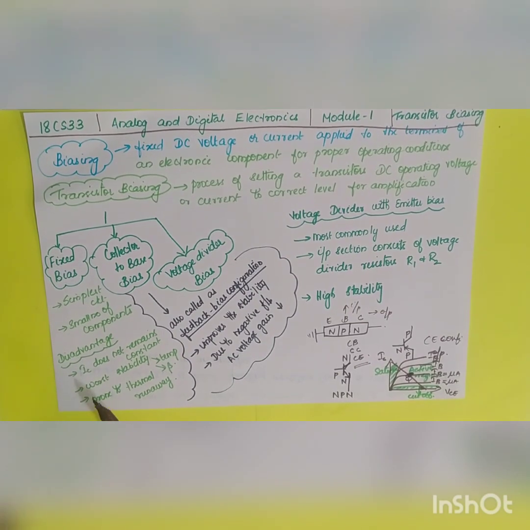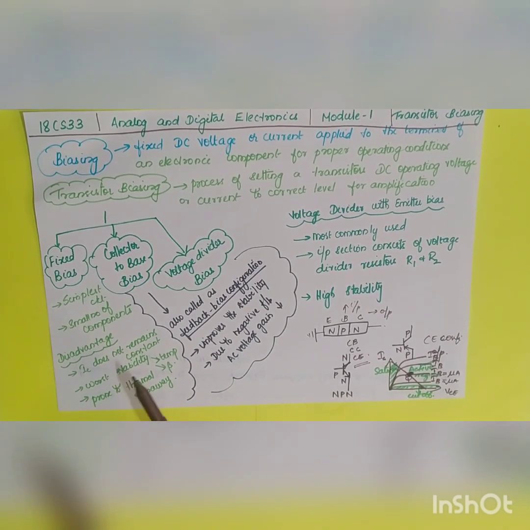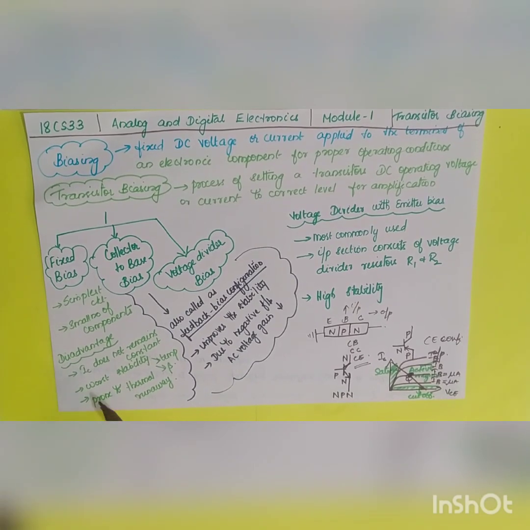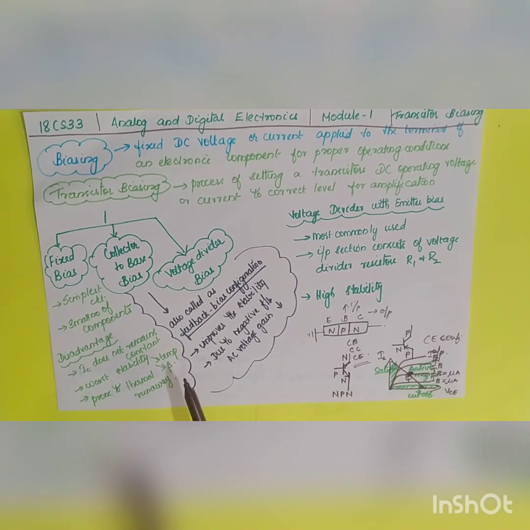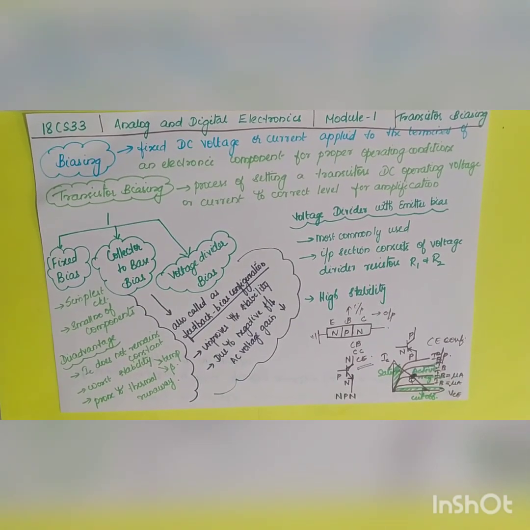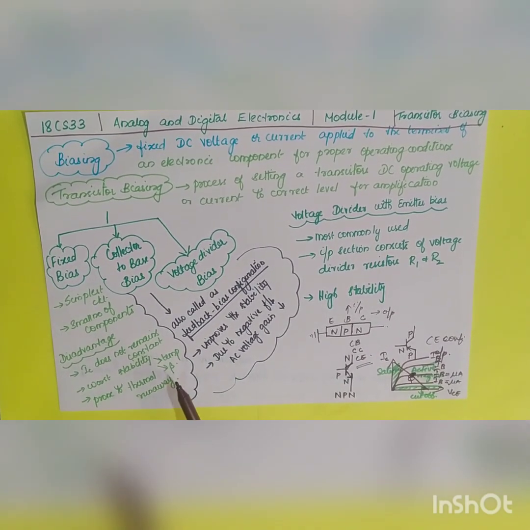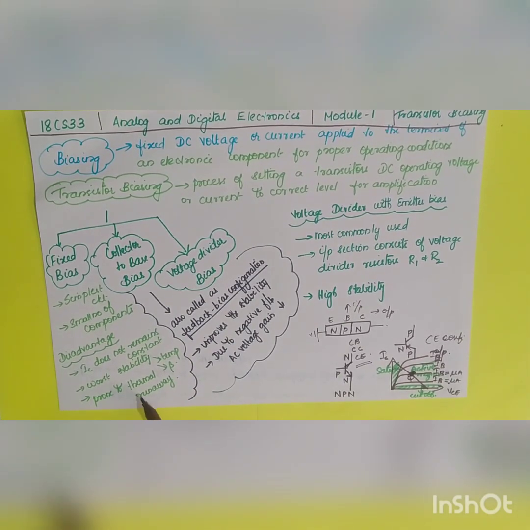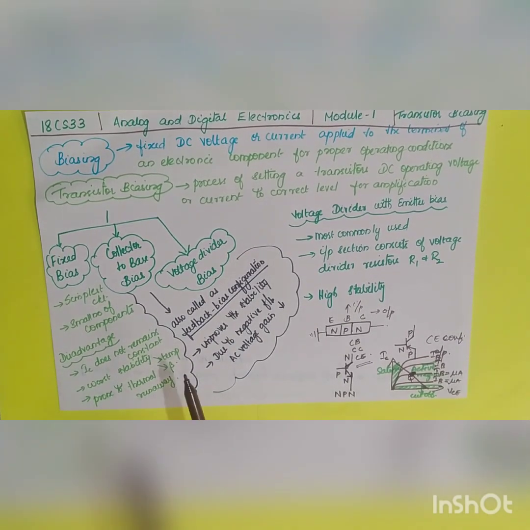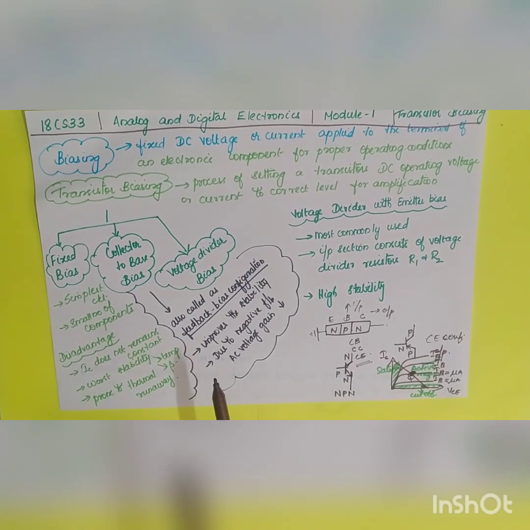The disadvantage is that it is not stable. The operating point will not be stable because IC does not remain constant. That is, it has the worst stability. The stability decreases with the increase in temperature and current gain, so it is prone to thermal runaway. These are some of the important features of fixed bias. The next one, an improvisation of fixed bias, is the collector to base bias condition. It is also called the feedback bias configuration.